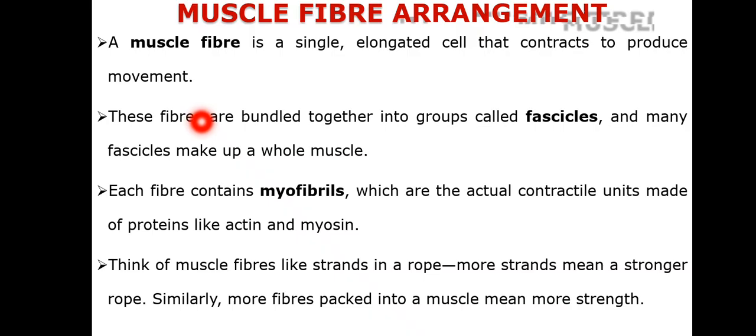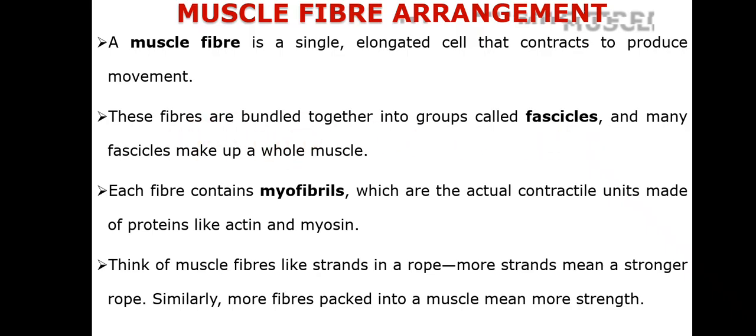So these fibers are bundled together. So think of muscle cells being bundled together, being assembled together or put together. So we're saying these fibers are bundled together into groups called fascicles. So when you hear the term fascicle, I think I described it. I even showed you in the part 1 video on the muscular system. Whenever you hear the term fascicle, it's basically a band of muscle fibers or a set of muscle cells. So these fibers are bundled together into groups called fascicles, and many fascicles make up a whole muscle.